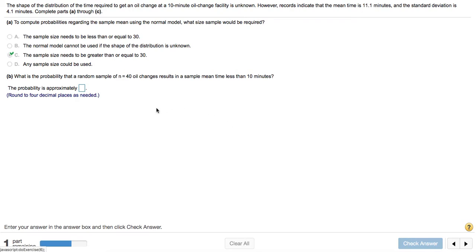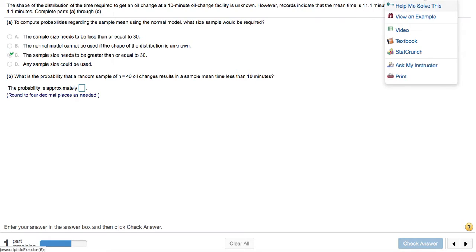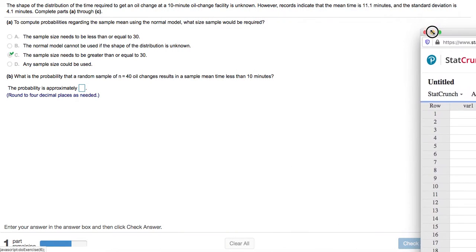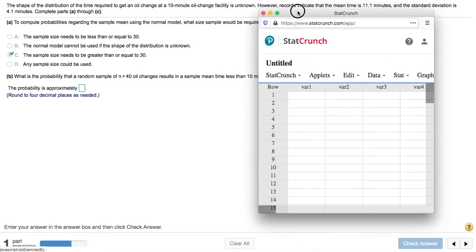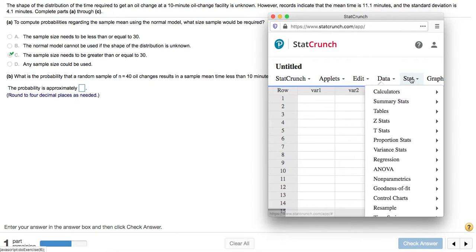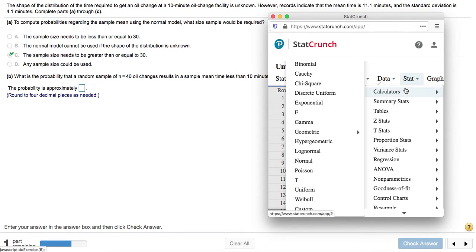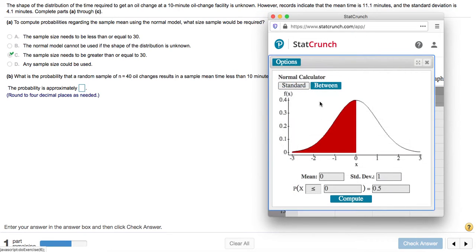In part B, it says what is the probability that a random sample of 40 oil changes results in a sample mean time less than 10 minutes? We can now use a normal distribution to answer this problem. I'll open StatCrunch and open the normal calculator. So go Stats, Calculator, and choose Normal, this thing.